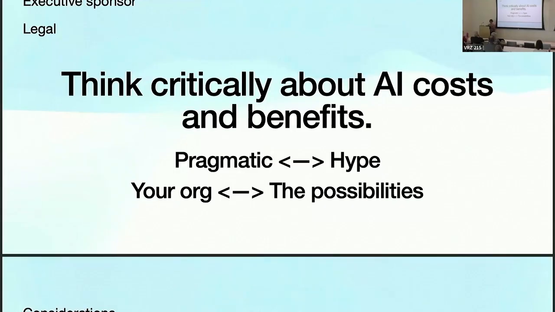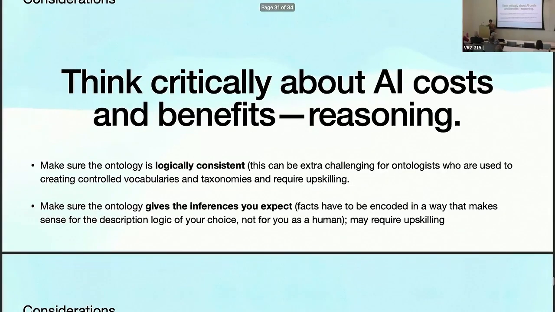My next slides are going to unpack a few considerations that I have top of mind for both symbolic and non-symbolic AI, not exhaustive, but just an example of what I think about. If I am thinking about deploying reasoning, I'm making sure the ontology is logically consistent. This can be really hard if we're using human ontologists or taxonomists. So again, go and teach them. Also, make sure that the ontology gives inferences that you expect. This is why it is so critical to have strong quality and reliability, and why both test-driven development and UX testing are so profoundly important, because that's when you really find out whether or not things work.